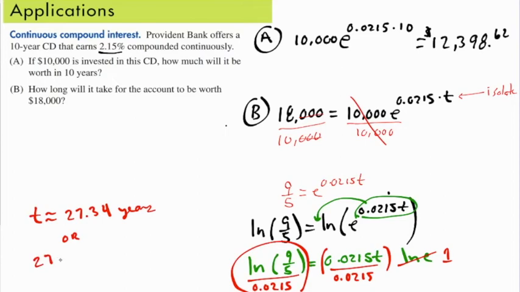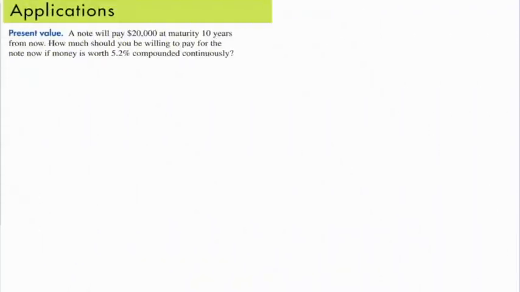Or 27 years, 4 months. Because 0.34 is about 1/3, and 1/3 of 12 months is about 4 months. The next application is asking about present value.